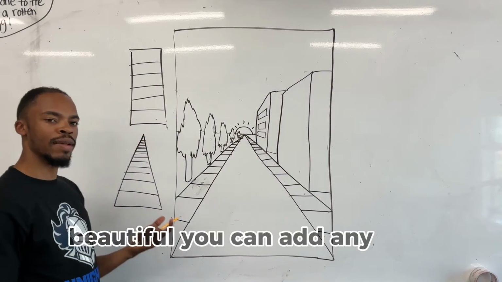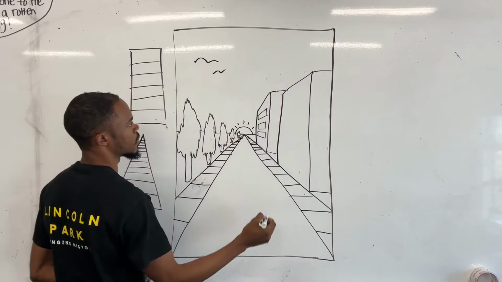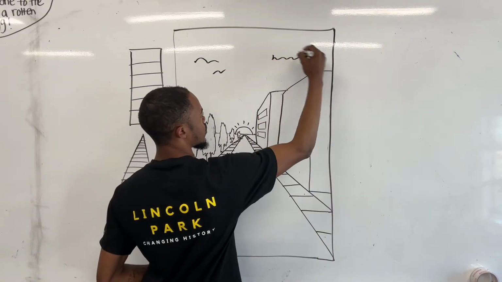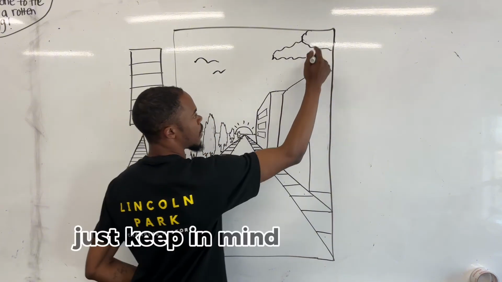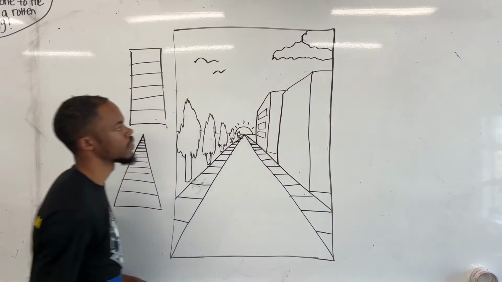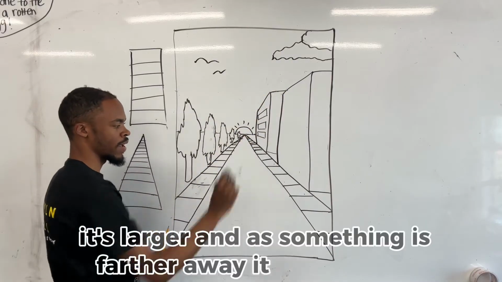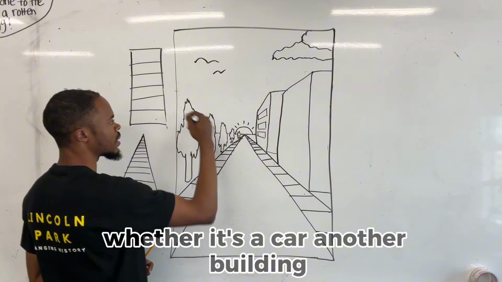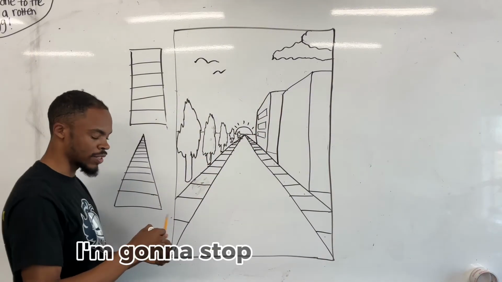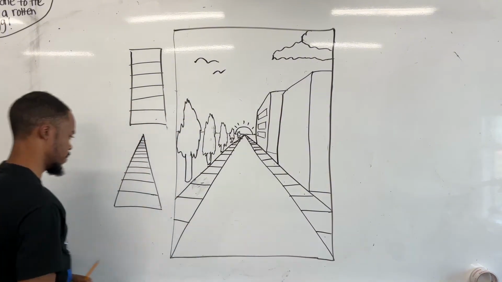Beautiful. You can add any more details that you would like. If you want to bring in some birds, some clouds, you can do any of that. Just keep in mind the different things that we've already learned. As something is closer, it's larger, and as something is farther away, it gets smaller. Anything you'd like to add, whether it's a car, another building, you can feel free to add. I'm going to stop there, and then I'm going to show you our landscape drawing. Let's get into the landscape.